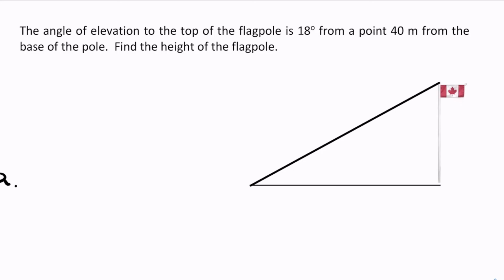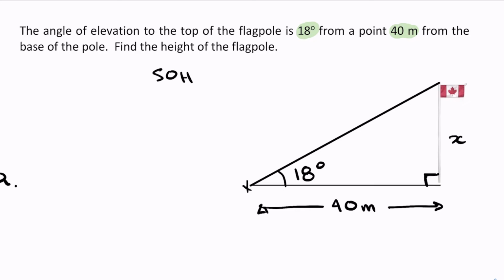Now, the angle of elevation, if this is your line of sight over here, will be 18 degrees. That's given in the problem by this piece of information. The other thing we know is that we are 40 meters from the base of the flagpole. So 40 meters from here to here. And what I can do is put in a right angle to indicate that it's 90 degrees, and we want to find the height. So this should be a straightforward SOHCAHTOA question.